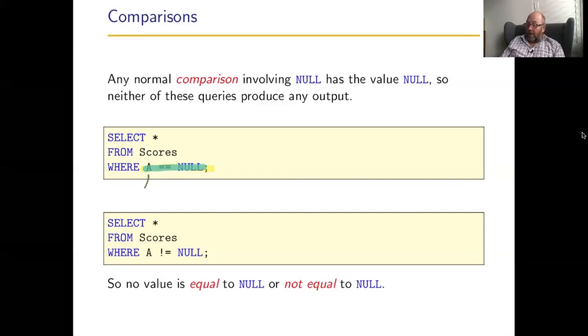Okay, so if A happens to have the value null in a particular row, then we're testing whether it's equal to some other value that's also null. Well, just because two values are both unknown doesn't mean that they're the same unknown. And so, again, this expression will simply be false. Okay, we can't guarantee that A is equal to null, and so this query will produce no output.